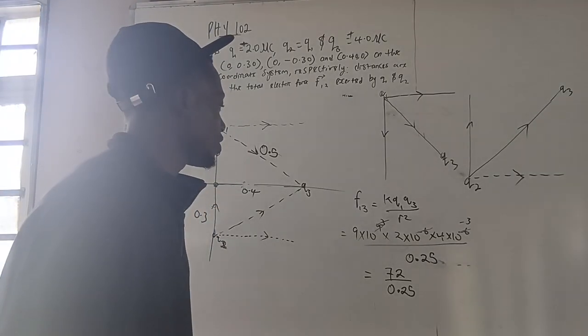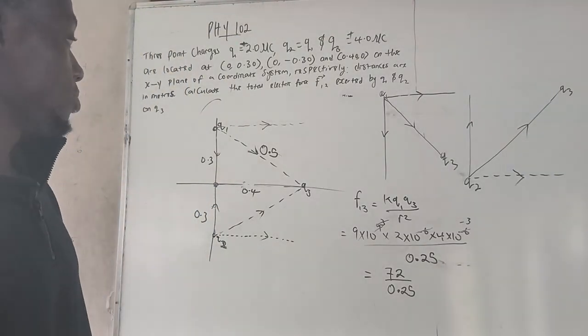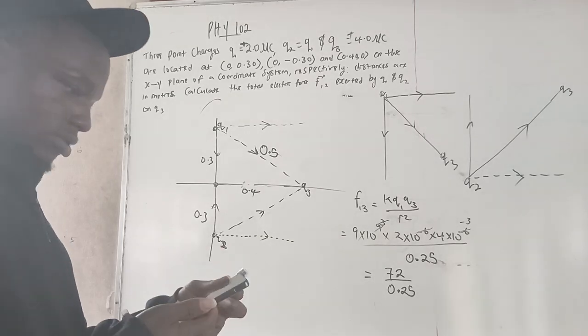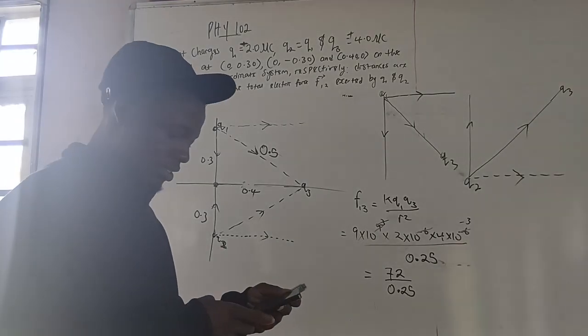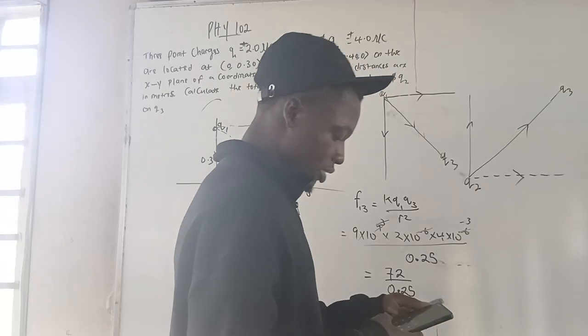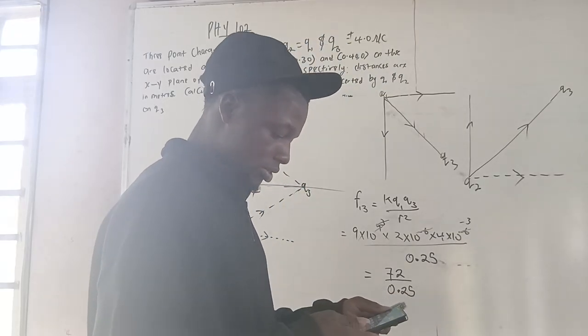So let me press the calculator and see what we've gotten. I hope there is no mistake. Yeah, there is none. So 72 times 0.4 meter. Can you just give me a few minutes?